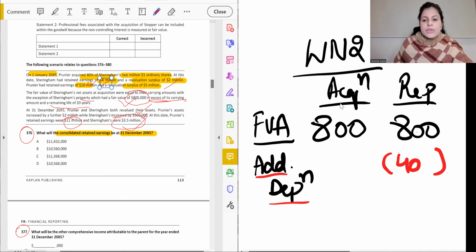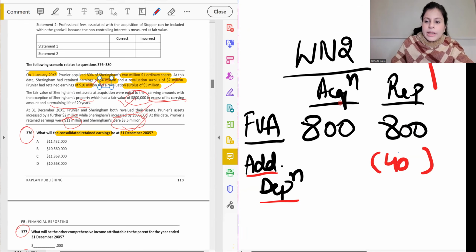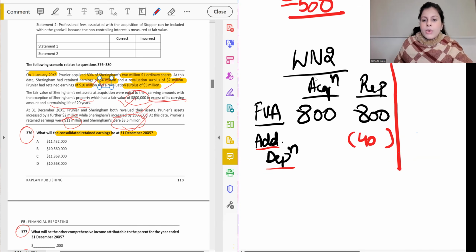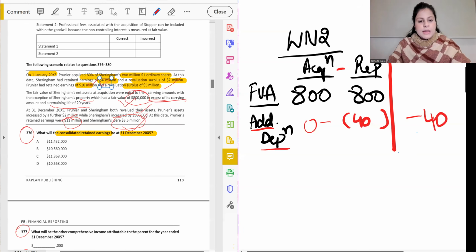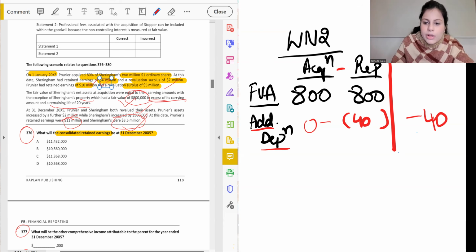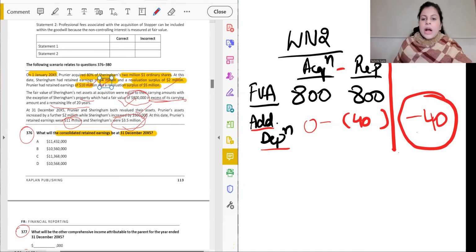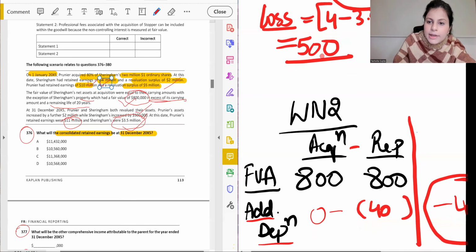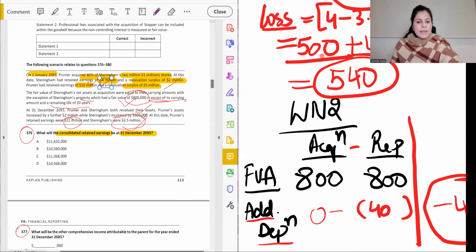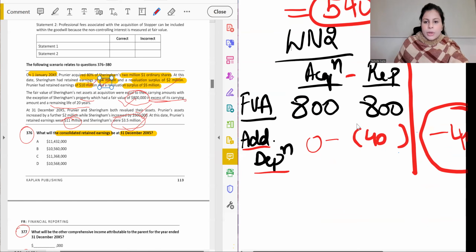So how do you calculate your post-acquisition movement? Post-acquisition movement is the third column in working note number 2, where you simply say reporting date minus acquisition date. So minus 40 minus 0 is minus 40 only. Yes. So what do I get? I get a loss of 40, which needs to be taken into account in the post-acquisition. So my total post-acquisition loss is 500 plus 40. Am I right? That is 540. So in your working note number 2, you would be getting this.